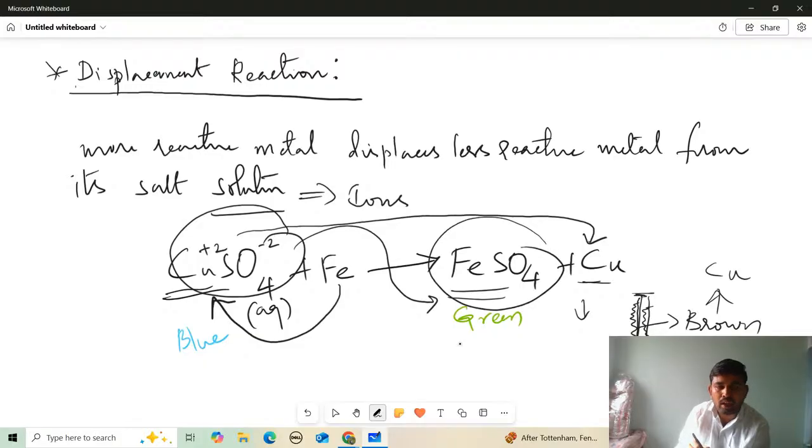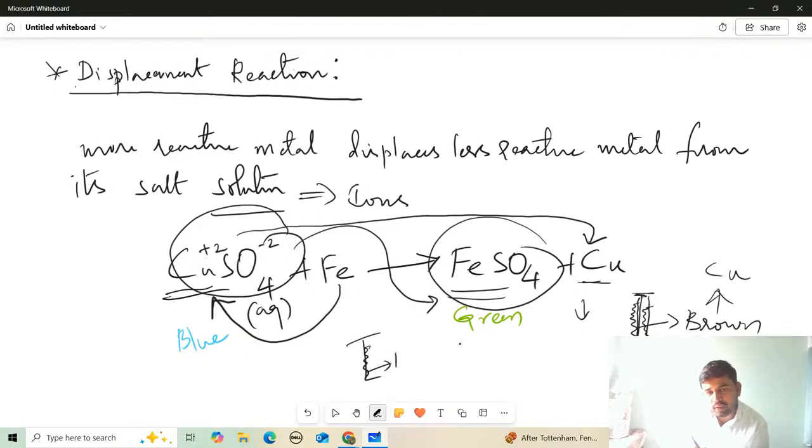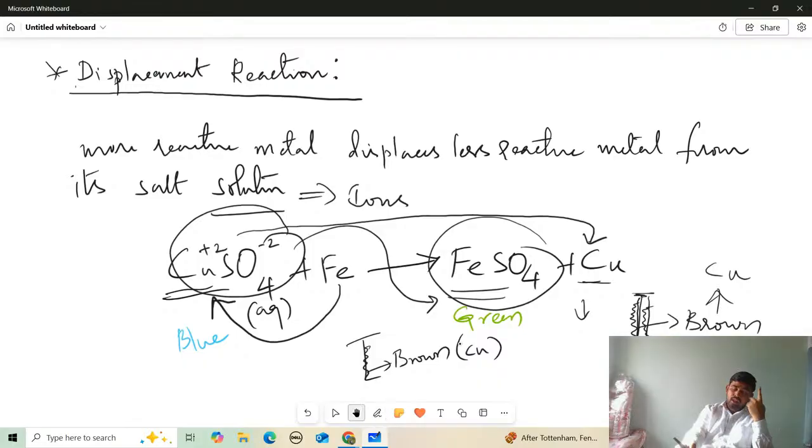Okay. Similarly, the iron nail color becomes what? Brown color, because brown color represents a coating of copper. So copper is brown in color. Okay. That's why remember, two colors are there, two different results.